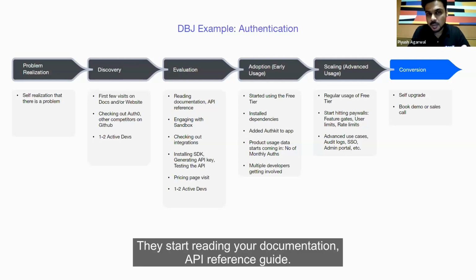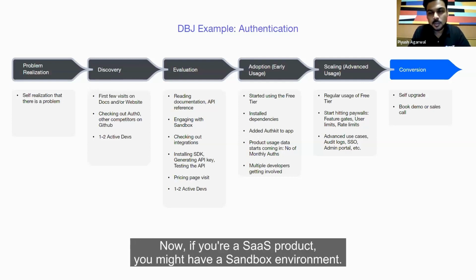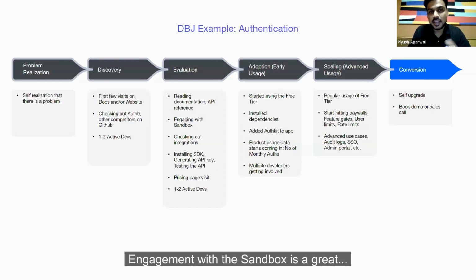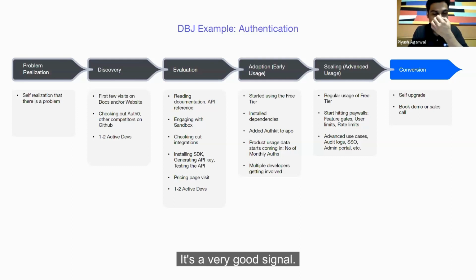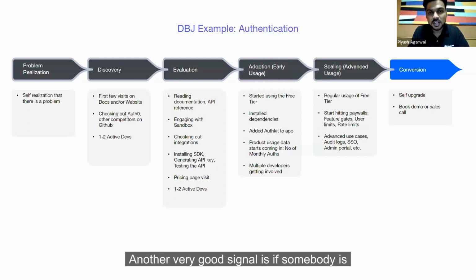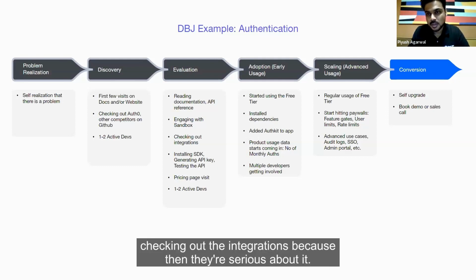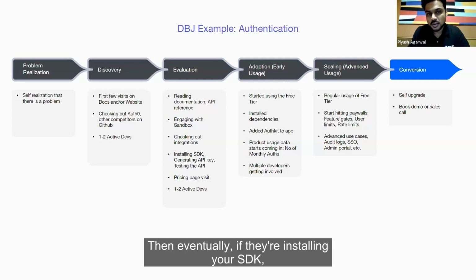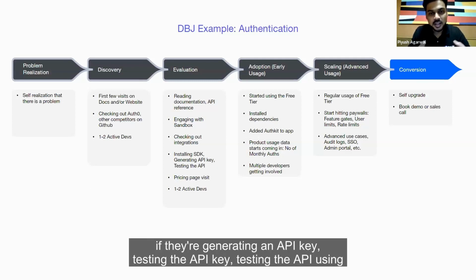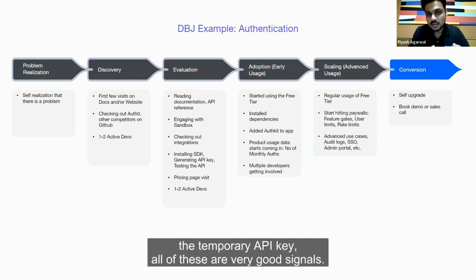They start reading your documentation, API reference guide. Now, if you're a SaaS product, you might have a sandbox environment. Engagement with the sandbox is a very good signal. Another very good signal is if somebody's checking out the integrations, because then they're serious about it. And then eventually they're installing your SDK. Let's say they're generating an API key, testing the API using the temporary API key. All of these are very good signals.